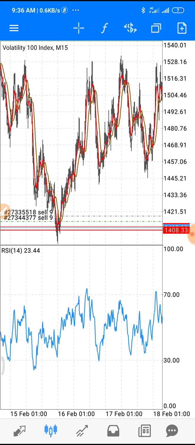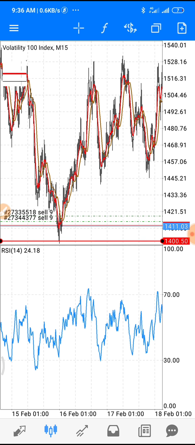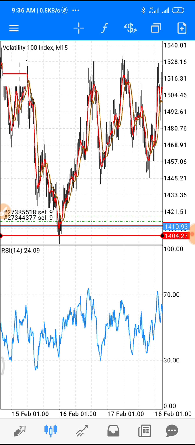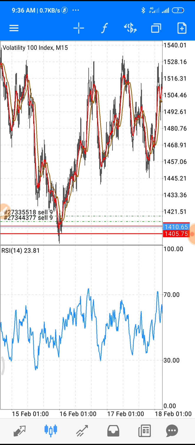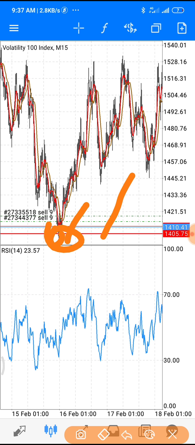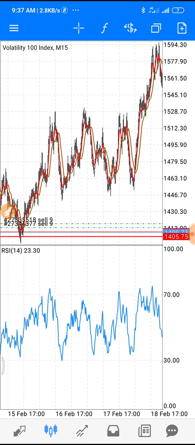Okay, this is the current level now, and you can see we still have a support level here, so this market can still sell up to this zone, or better still, stay out of it right now because this is a support zone, so the market can start going up anywhere from this zone. So right now I'll be closing my trades.